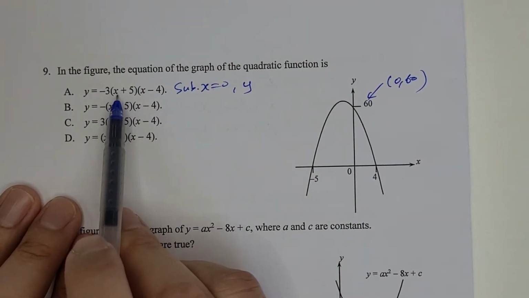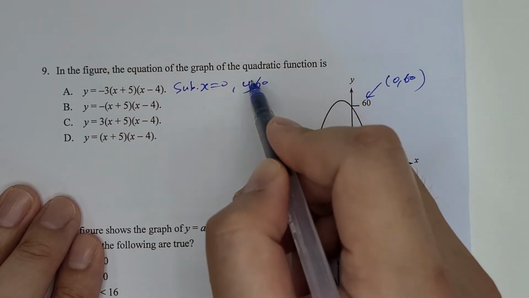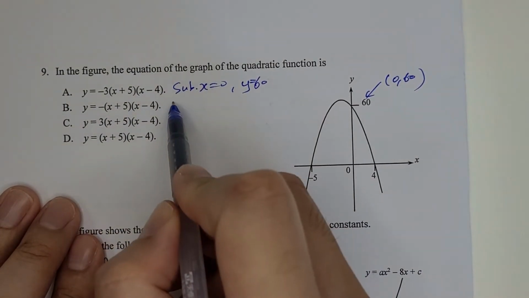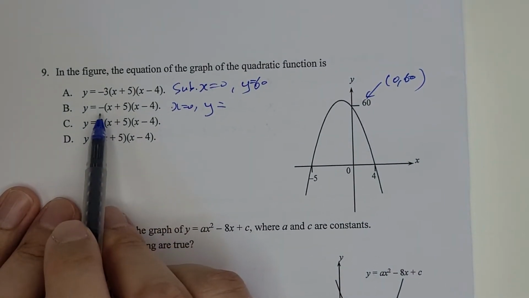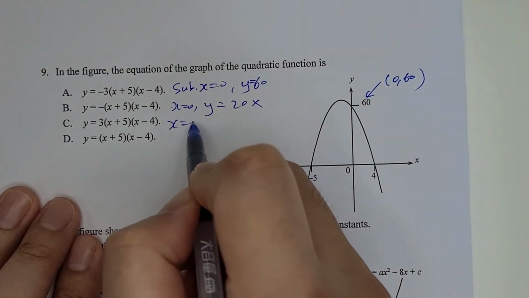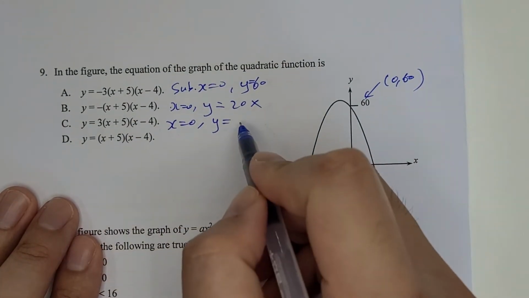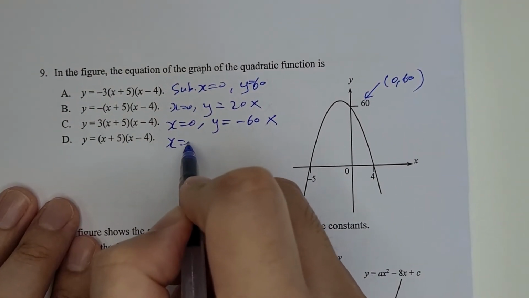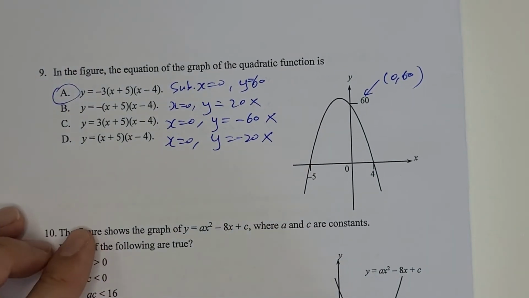So when x equal to 0, y equal to negative 3 times 5 times negative 4, that is positive 60. Great, okay? You need to check the rest of the choices. When x equal to 0, y equals 5 times negative 4 times negative 1, so 20, so not the answer. Again, when x equal to 0, y would equal 3 times 5 times negative 4, that is negative 60, so not the answer again. Finally, when x equal to 0, y would equal negative 20, so not the answer again. And the final answer is A.